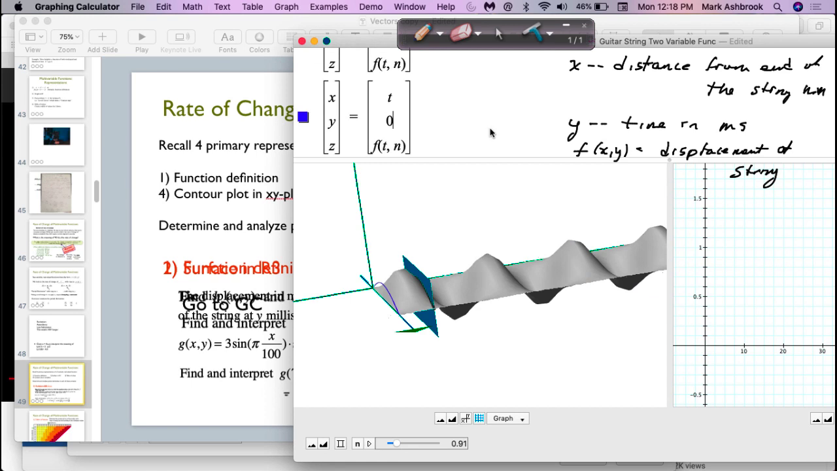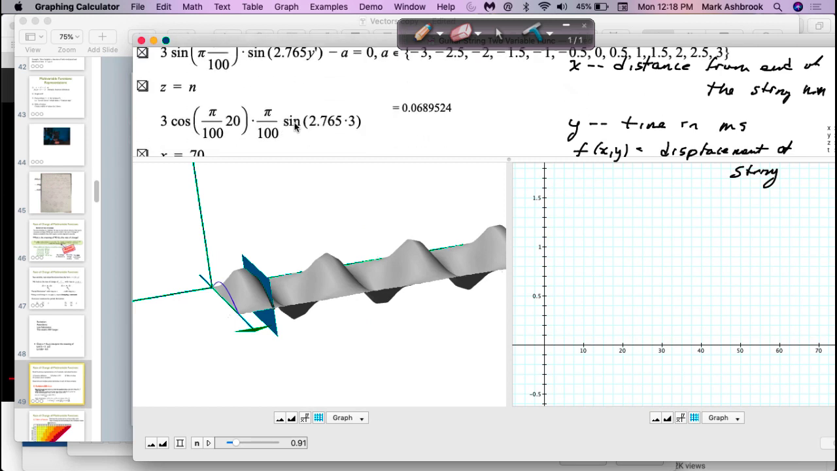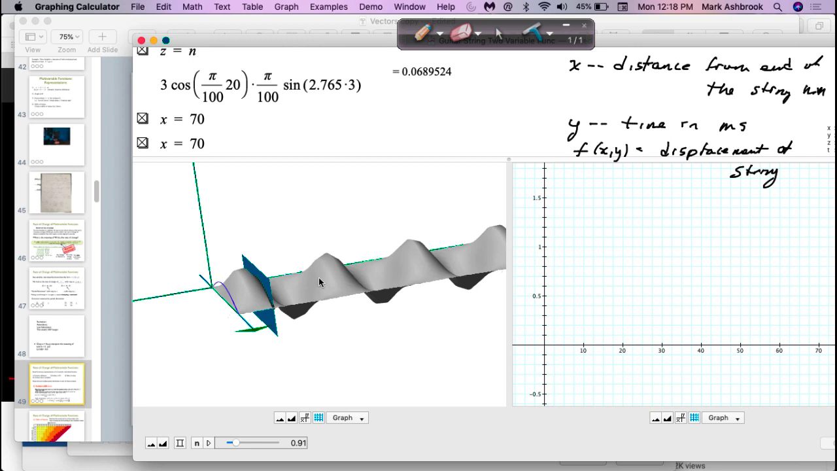Okay, let's see. So what are we going to do? We're going to pick a point here. So what I'm trying to show you is how that surface depicts this multivariable function. That's how this surface shows time being one variable, distance down the string being another variable, and then z being the displacement. That plane moving down then shows time varying, and then the z coordinate gives you the displacement for any x coordinate on the string. So that's just kind of showing how that surface depicts this function.